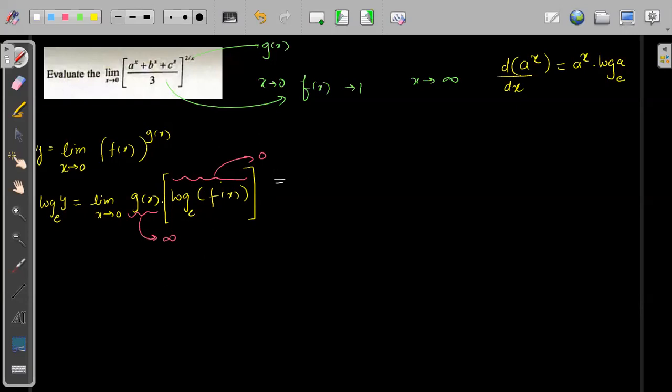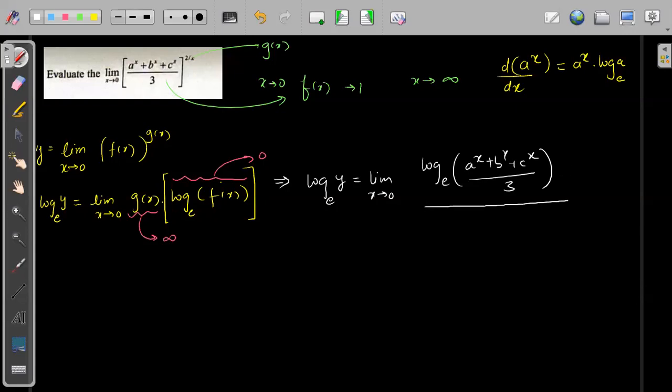So this thing will become log base e y is equal to the limit of x tends to 0 of log base e of (a^x + b^x + c^x)/3, whole thing multiplied by 2 by x. So I can take this x down, 3 by x. Yeah, sorry, 2 by x.